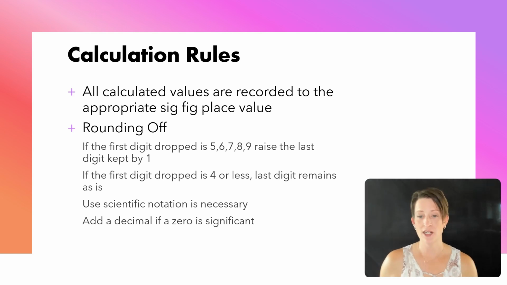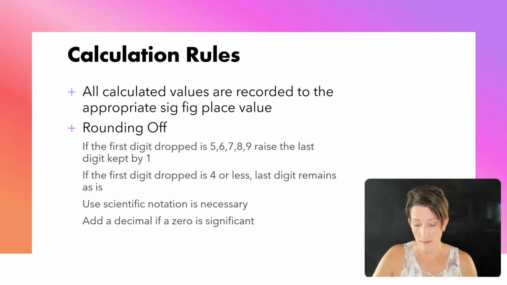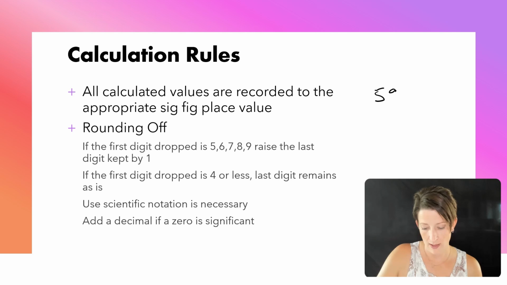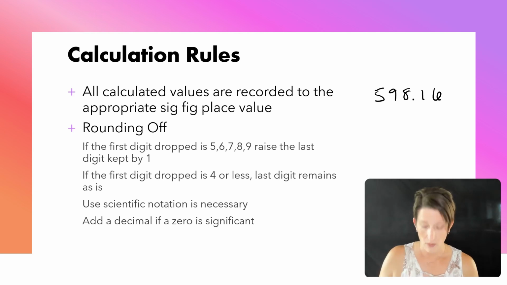If the first digit dropped is going to be 5, 6, 7, 8, or 9, you raise the last digit kept by 1. So if we have a value of 598.16 and I want to go to 3 significant figures, what I do is I want to start with the first significant figure provided to me. That's going to be the 5. And I want to make sure that I go to 3 total sig figs.